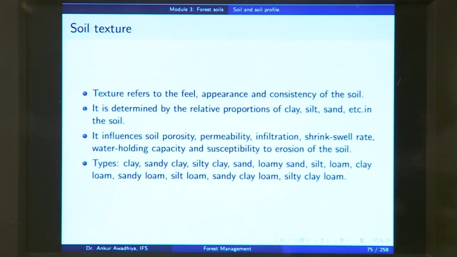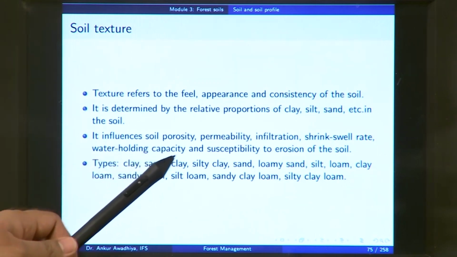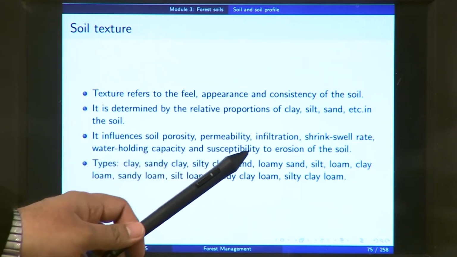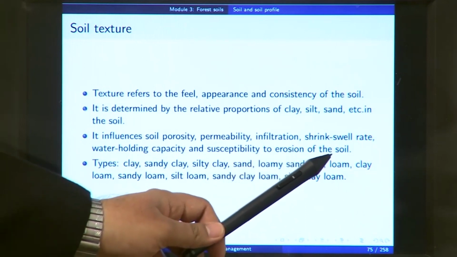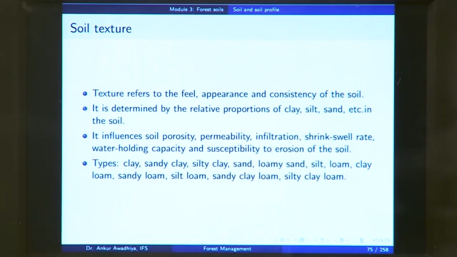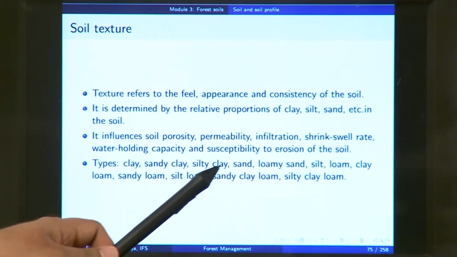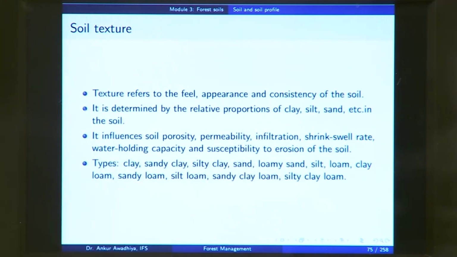Now, based on texture, we have these following types of soil. We can have clayey soil, sandy clay, silty clay, sand, loamy sand, silt, loam. Now, loam is a soil that has roughly equal proportions of clay, silt and sand, and this is considered to be silt loam, sandy clay loam and silty clay loam. Now, you do not have to remember all of these, but you just need to know that based on texture we have a different classification of soils.